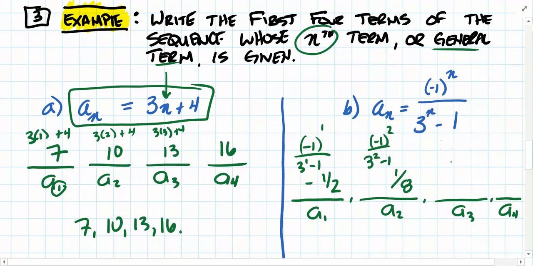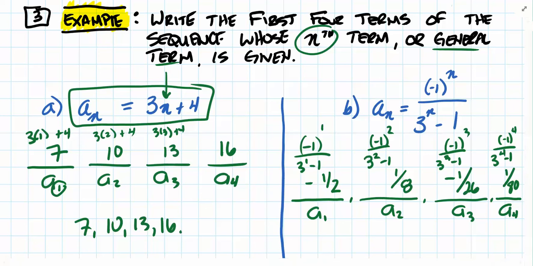Okay? Plugging in the third term, I would do negative 1 all to the third over 3 to the third minus 1. Negative 1 cubed is still a negative 1. So I'm going to have negative 1 over 3 to the third, which means 3 times 3 is 9 times 3 is 27. So 27 minus 1 is 26. So this is negative 1/26. And then finally, for the fourth term, I would do negative 1 to the fourth all over 3 to the fourth minus 1. So that would give me positive 1. 3 to the fourth is 81. 81 minus 1 is 80. So that'd be 1/80th.